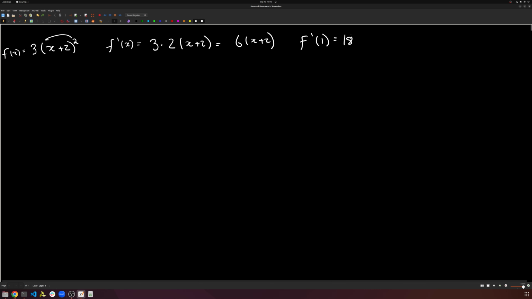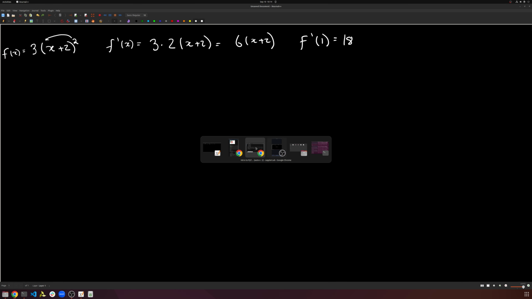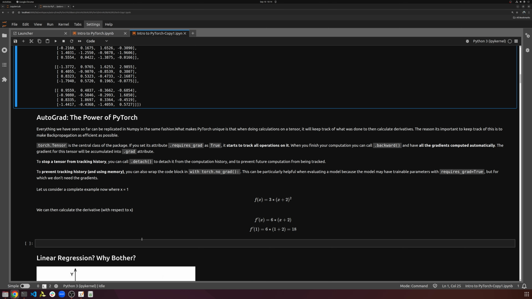I'm assuming that you know what derivatives are and whatnot. We'll dig into some of the geometric interpretation of derivatives a little bit later because it is important. But for now, this should give you an idea. This is how we take the derivative. No big deal. So can PyTorch do the same thing? That's basically the big question here.